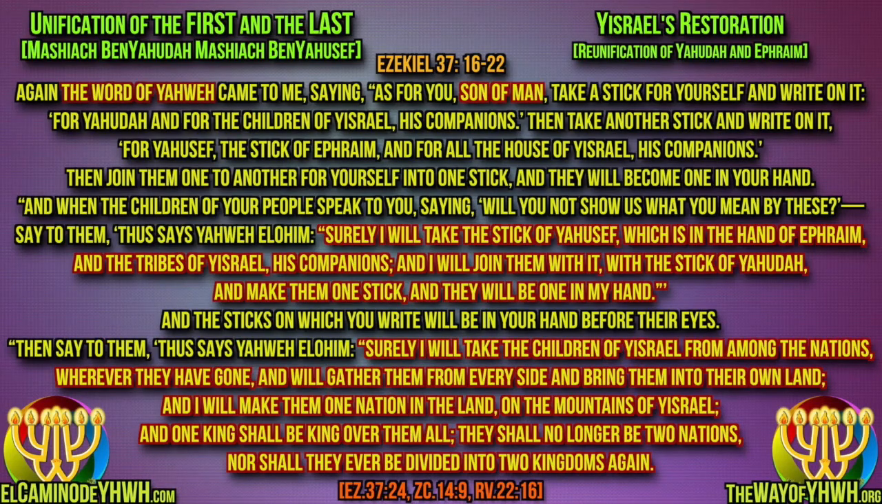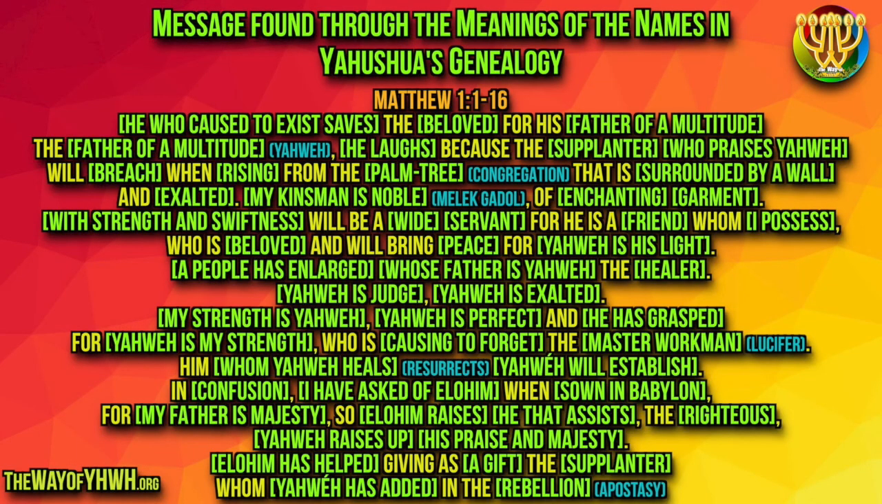Like we see it in Ezekiel 37. The second part of Ezekiel 37 is about the unification of the first and the last, just like it also is prophesied in Zechariah. So it says, he who Yahweh heals or resurrects is whom Yahweh will establish, through whom Yahweh will establish his kingdom on earth, like we see in the book of Daniel.